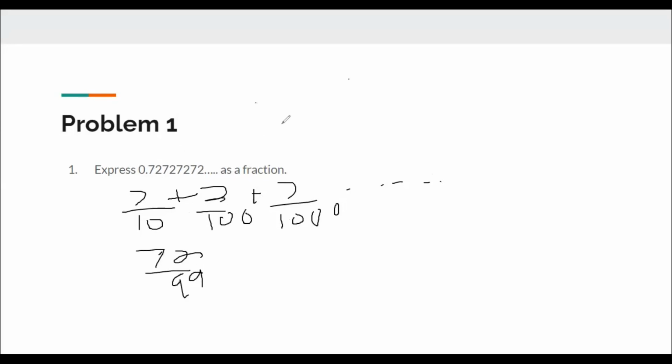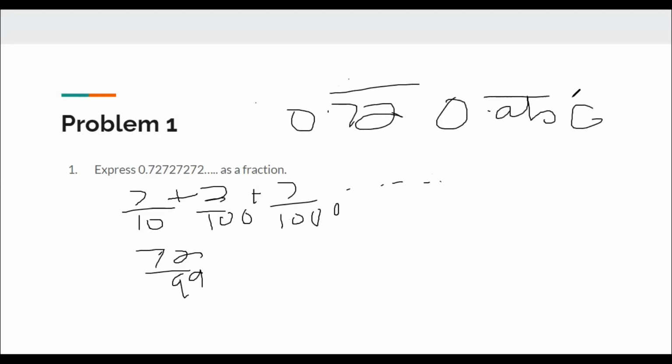Yeah, there's a technique you can use. If you see like 0.72 like this, or any number A, B, C, and it's being repeated, then your answer is just the digits, so ABC in this case, over 999. So it depends on how many numbers are being repeated. Since there's 3 digits being repeated, it's 999. If it's 2 digits, it's going to be over 99.